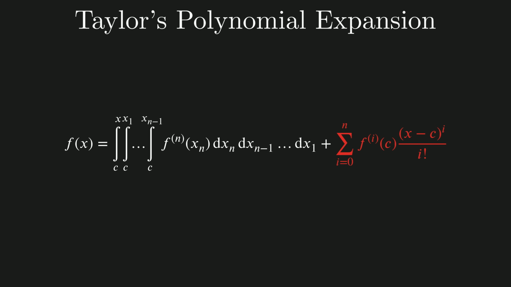Anyway, if this is Taylor's polynomial, then what's this thing? I promised you a way to represent functions as polynomials, so why is there a weird nested integral term here? Well, it turns out that Taylor's polynomial expansion doesn't always work. To be clear, this equation is always true. Any infinitely differentiable function can be expressed as this nested integral plus this polynomial.